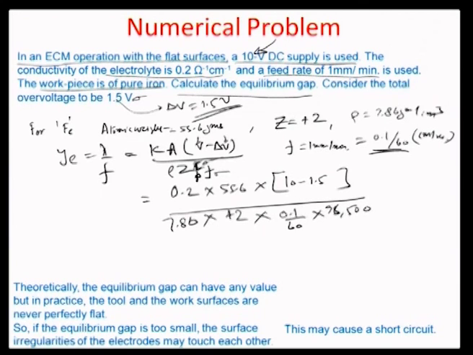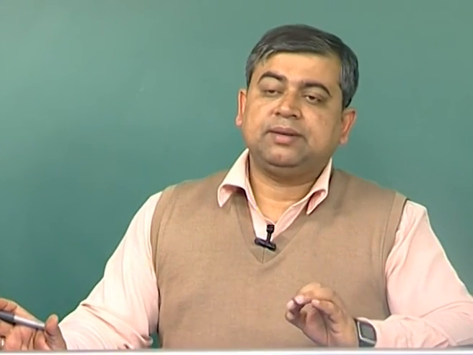And therefore, this can be calculated to be 0.04 centimeters, which is actually about 0.4 millimeters or 400 microns, and that is about how the equilibrium gap would typically look like. So, you can have an estimate of what is the level of gap that we are talking about. 400 microns is actually 4 times the diameter of human hair. Okay, so that's how small the equilibrium gap is in any electrochemical machining process.